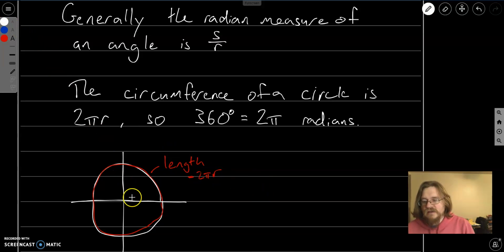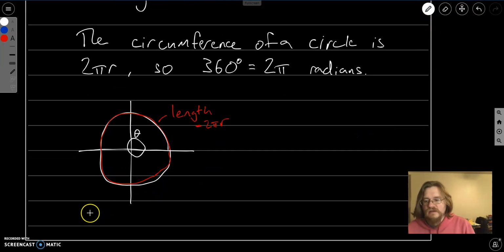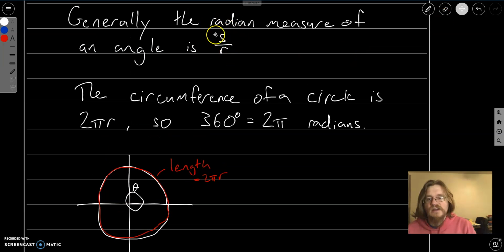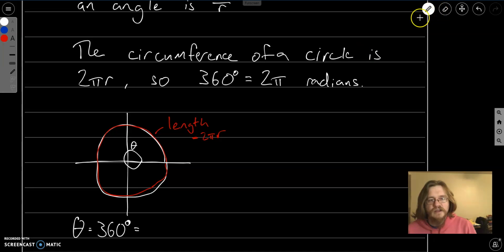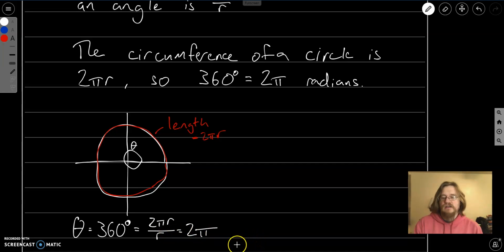So if I look at the angle that's formed here, I know that this angle is 360 degrees if I go all the way around, if I do 1 full rotation. But I can also find the radian measure, which is going to be the entire arc length, which is 2 pi r, divided by the radius r, to get 2 pi. And one thing I want to point out, and this is going to sound strange, but this is just the way that the math works out.